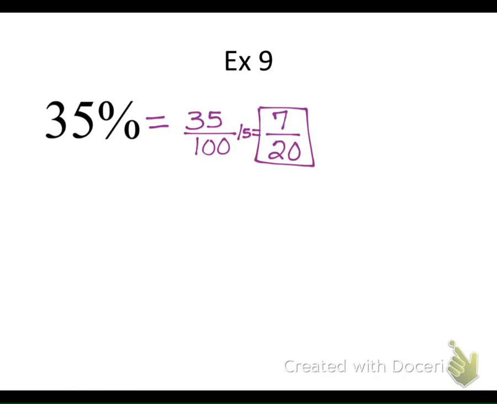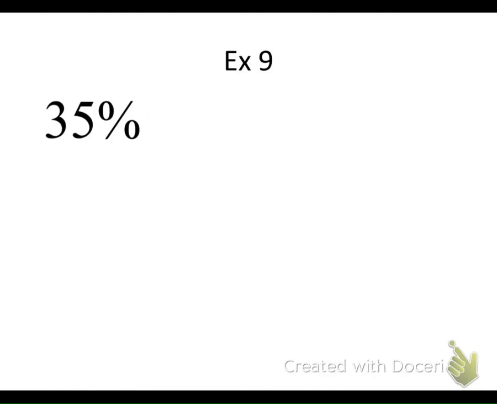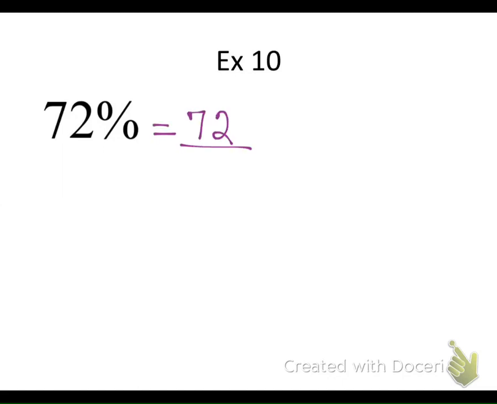All right, example number 10. We reduced it. So now you have 72%. You want to change 72% to a fraction. Brendan, what's my numerator? 72. And percents are out of 100, so what's my denominator? 100. What's 72 and 100 both divisible by?